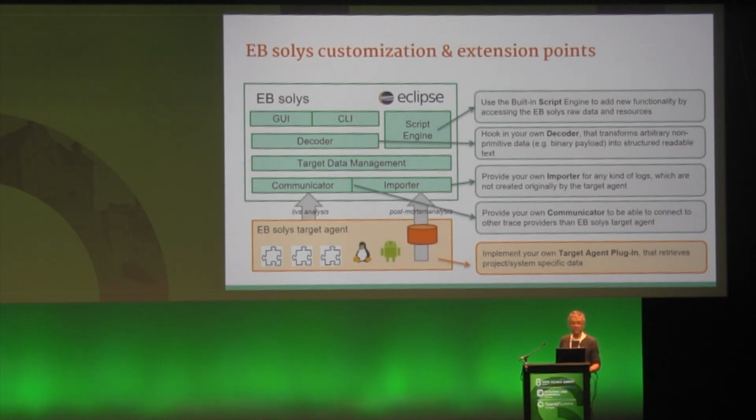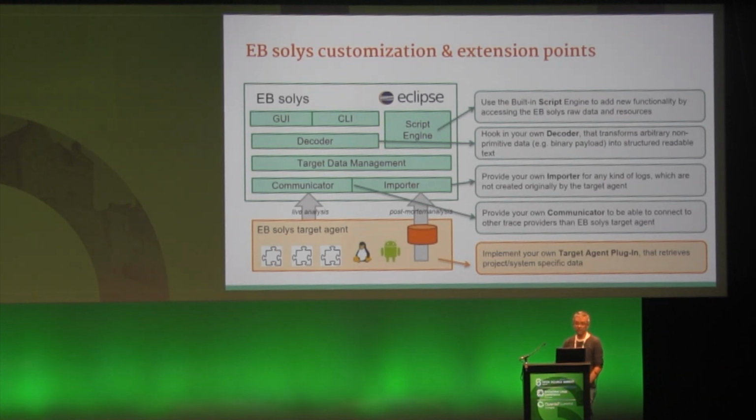A central part of the tool is the script engine, which means you have the possibility to access all the collected log data programmatically within the tool and do your own computations there on the fly. I showed that in the demo. You can hook in your own decoder. That means if the logs are, for example, binary, and you want them human readable in the tool, you can do that by hooking in your own decoder instead of making them ASCII-like already in the target agent.